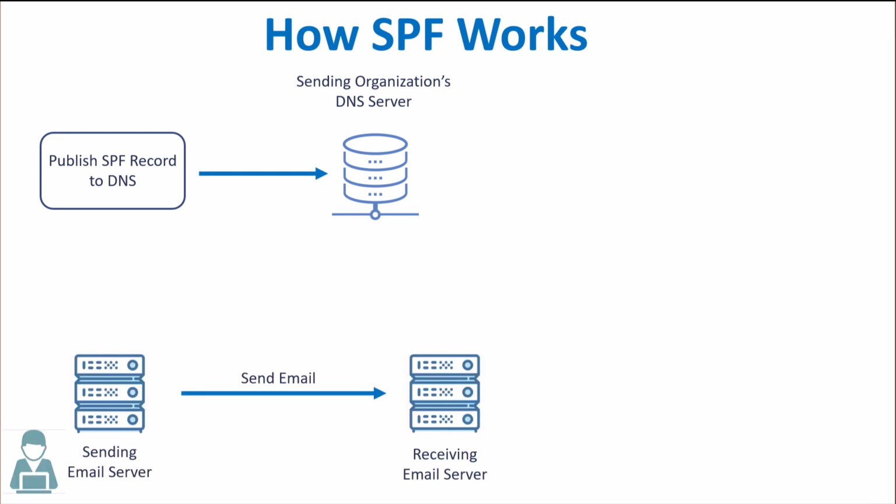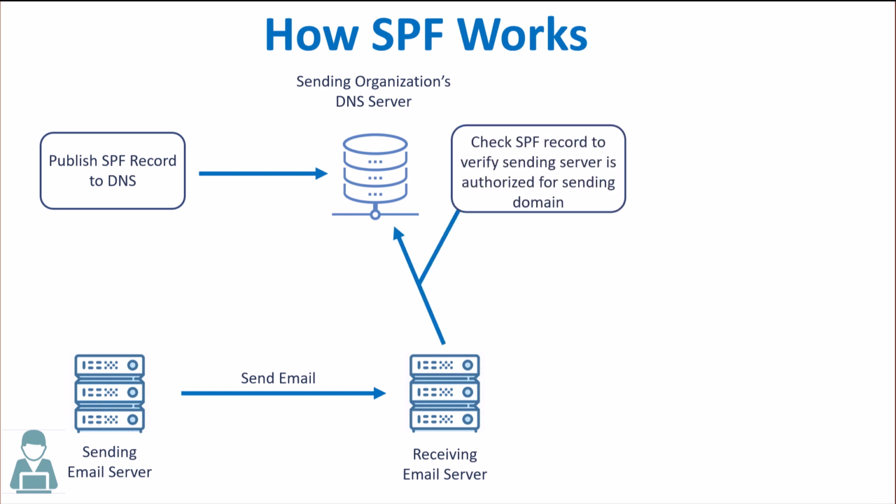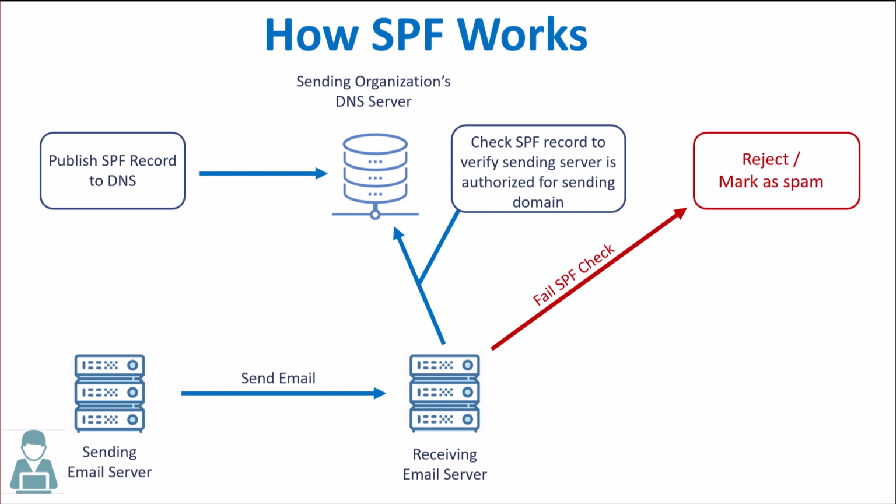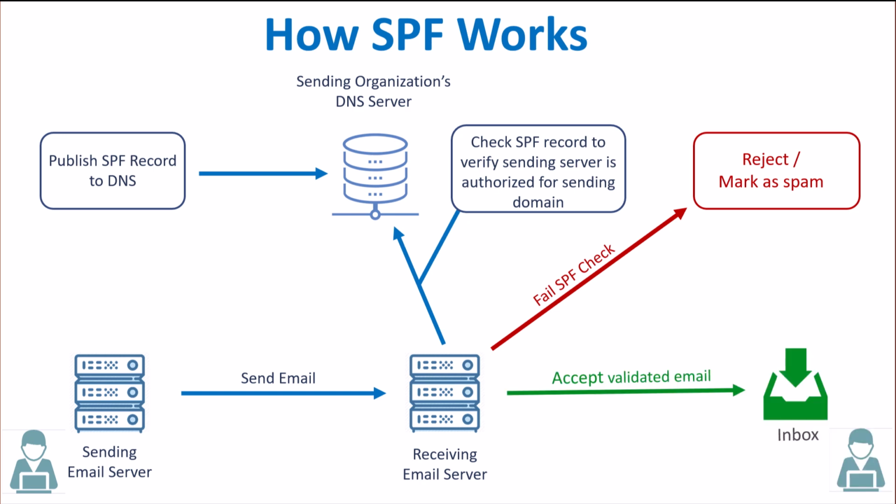So then when one of your users sends an outbound email, the receiving server first checks the SPF record to verify if the sending server is authorized to send email for that particular domain. And then based on the contents of the SPF record, if the sending server is not authorized to send on behalf of the domain, then the message can be rejected. If the sending server is authorized as a legitimate sending server for the domain, then the email can be accepted.